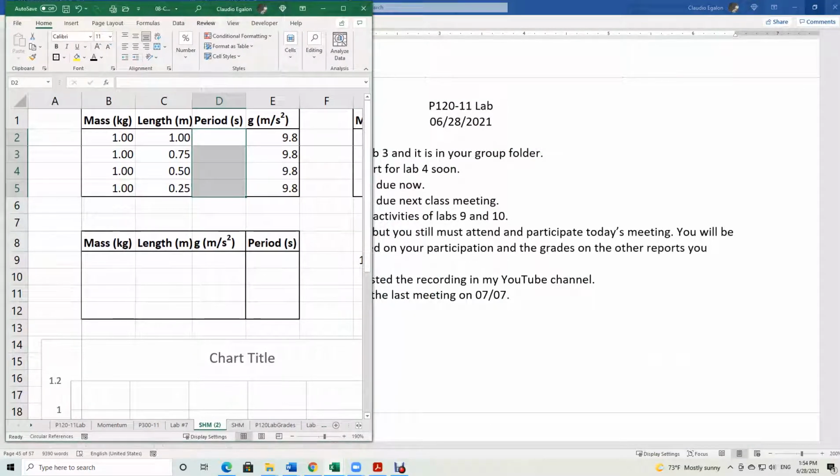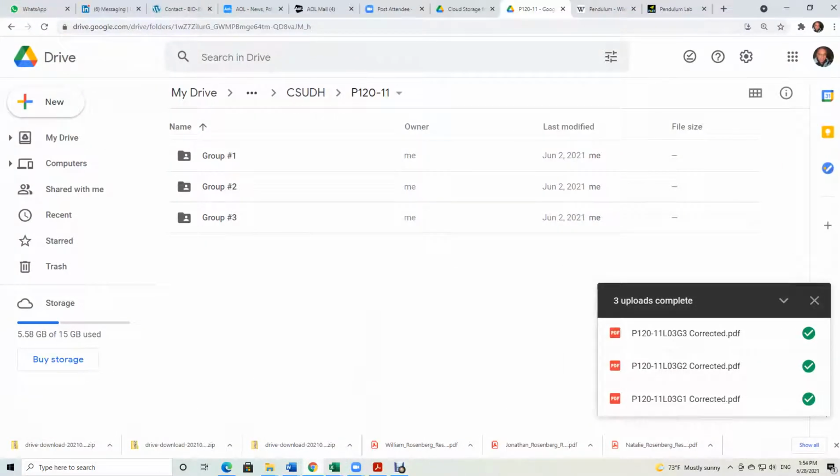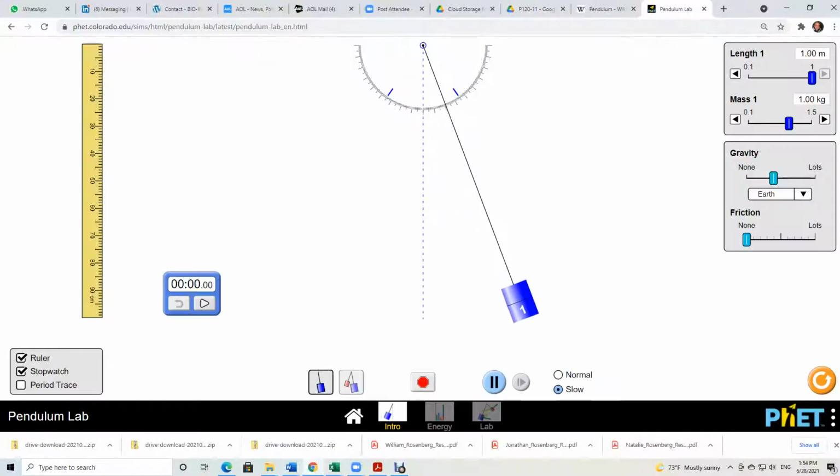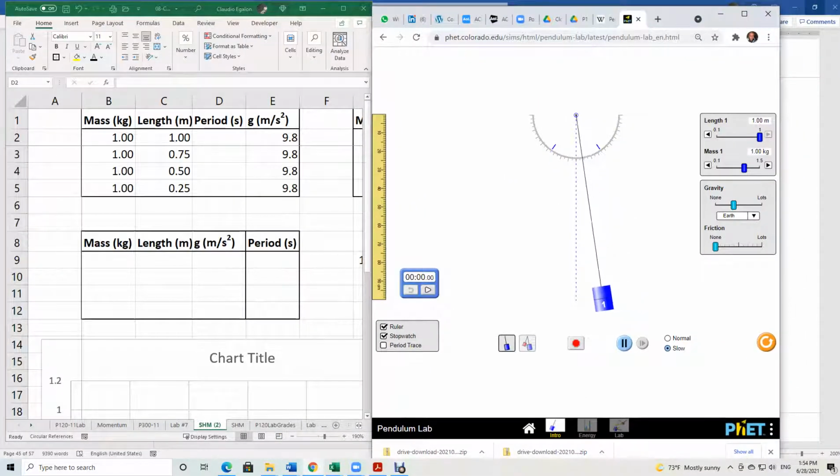Okay, so let's go there to our simulation. Period right in here. I'm gonna put it side by side. And we want to release the pendulum from 30 degrees. Let me pause the simulation first. 30 degrees. Right in here.